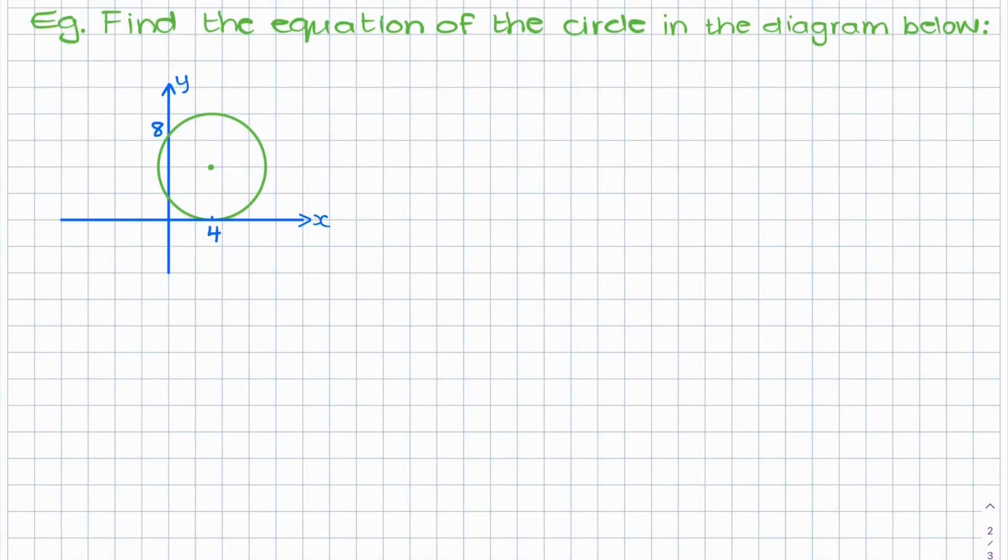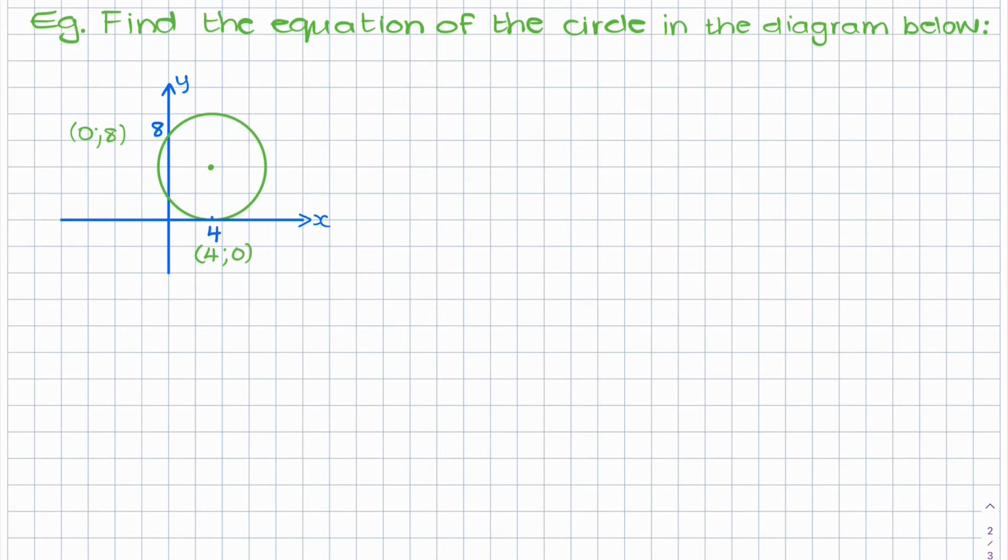This example is slightly different. We need to find the equation of the circle in the diagram. The points that are given on the diagram are the y-intercept at this point here, which is the coordinate (0, 8). And then we're also given the point of contact of the circle with the x-axis, which is the coordinate (4, 0).